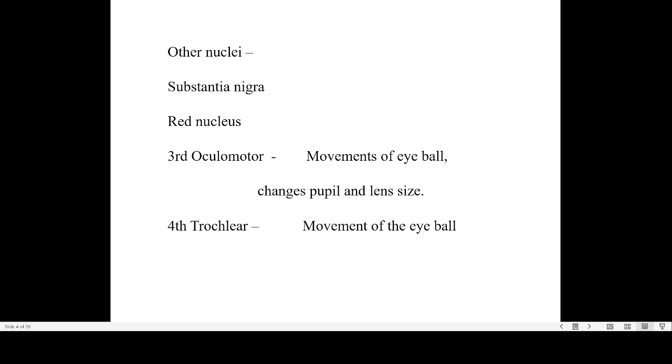So the four important nuclei are the substantia nigra, the red nucleus, the nucleus of the third cranial nerve and the nucleus of the fourth cranial nerve. Here particularly are two important reflex centers, for the movement of the eyeball and also the changes of the pupil size and lens size. Then also the trochlear nerve mainly relates to eyeball movement. So this is about the midbrain, a very short and brief concept, which you have to remember.